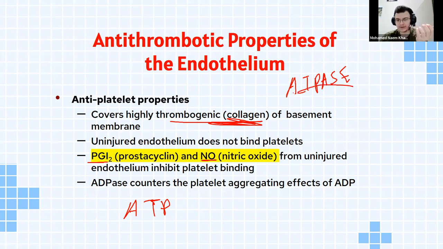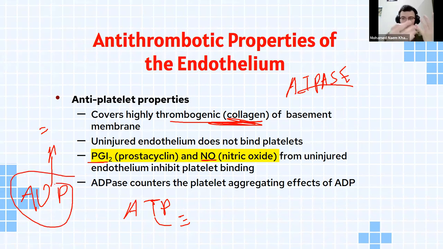ATPase breaks ATP into what? Into ADP, which is adenosine diphosphate. ATP is triphosphate, so 3 phosphates. This one is diphosphate, so it's 2 phosphates. ADP has a role to do with aggregation. If you have ADP, platelets are binding together and aggregating. If you don't have ADP, platelets are not binding together and aggregating, right?